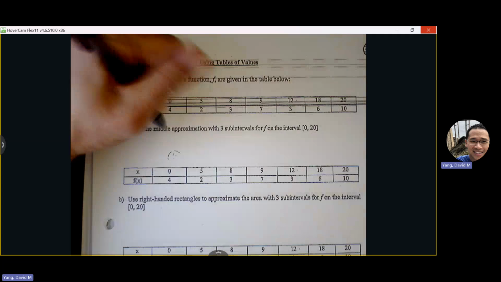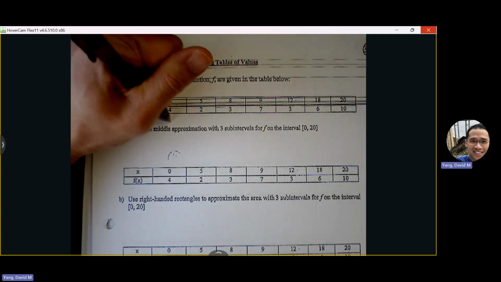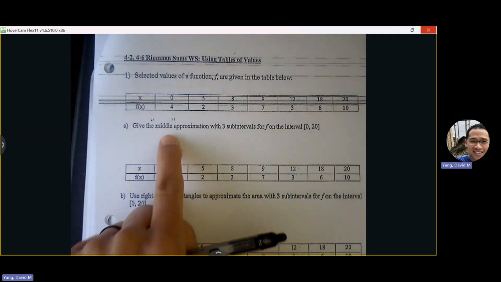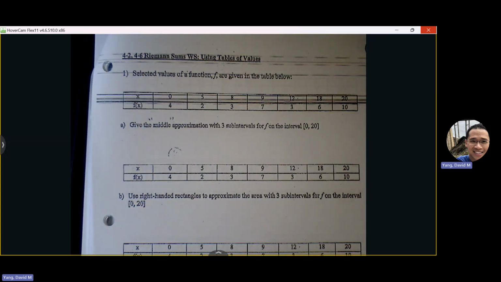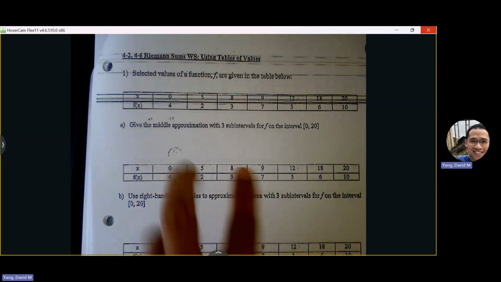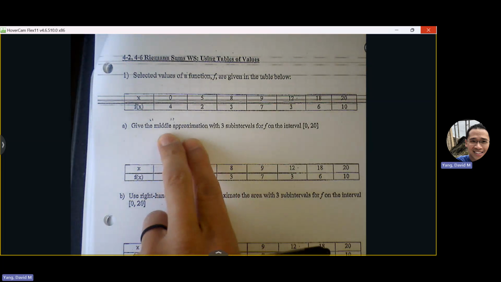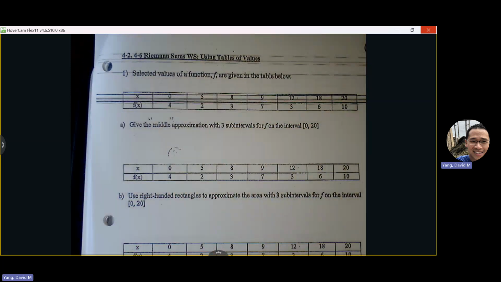Okay. Now, middle is in quotes. Okay. Middle approximation, we're not going to quite do midpoint. I see some students trying to force a midpoint. They try to find, what's the exact middle? Middle is relative in relation to these order pairs.